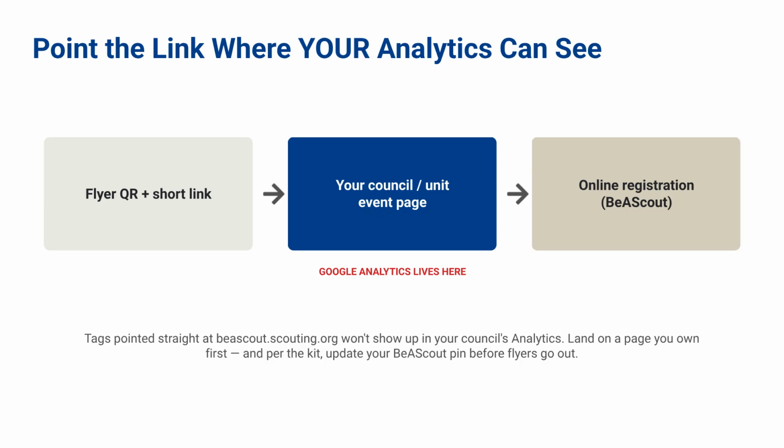One decision before we build anything: where does the link point? For the tracking to work, it has to land on a page your council's Google Analytics can actually see. Usually, your council or unit's event or join page. From there, that page sends families on to online registration. And while you're at it, take the kit's advice. Make sure your unit's BeAScout pin is up to date before a single flyer goes out.